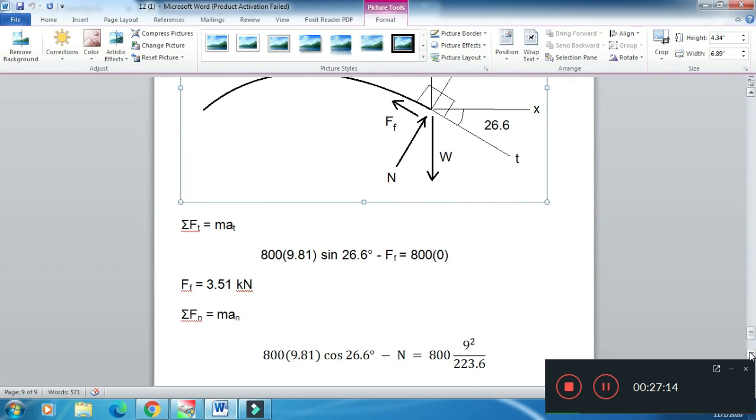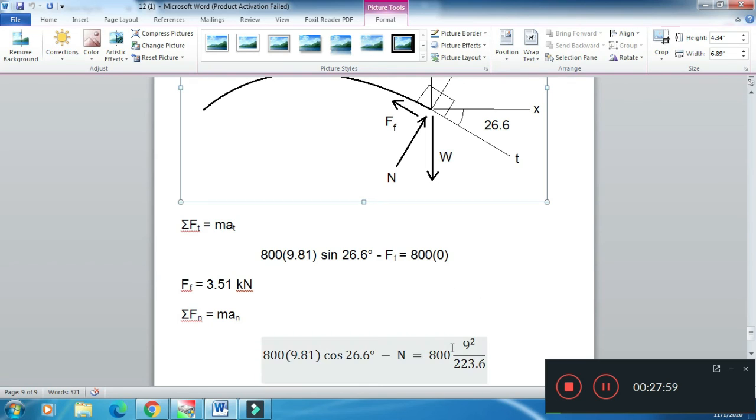Then we apply the equation of motion in normal direction. In normal direction there are again two forces. One is normal reaction, which is N, and there is component of weight. Component of weight is 800 multiplied by 9.81, and then we take component of weight in normal direction. Since there is angle of 26.6 between x and t, there will be an angle of 26.6 between weight and normal.